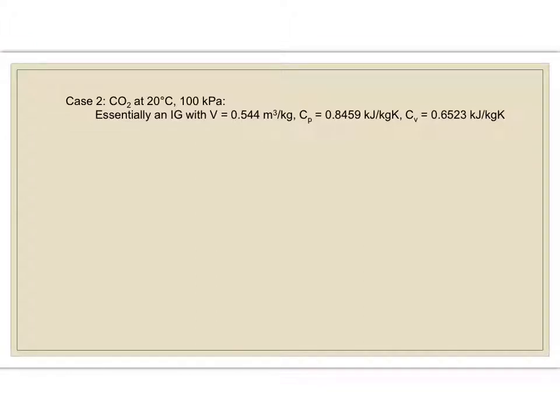The volume is 0.544 cubic meters per kilogram. C sub p is 0.8459 kilojoules per kilogram Kelvin. C sub v is 0.6523 kilojoules per kilogram Kelvin. So this is the data that I was able to find for CO2. Now, I don't have beta in this case, but what I do know is that if it behaves as an ideal gas, then V is RT over P.